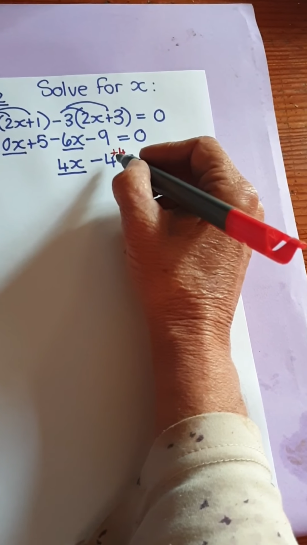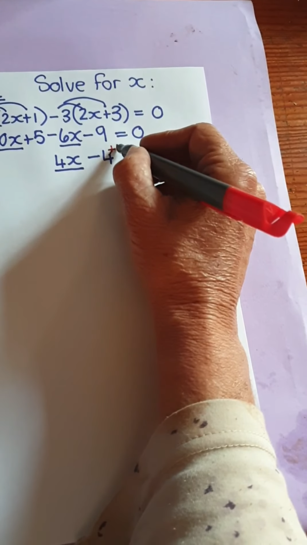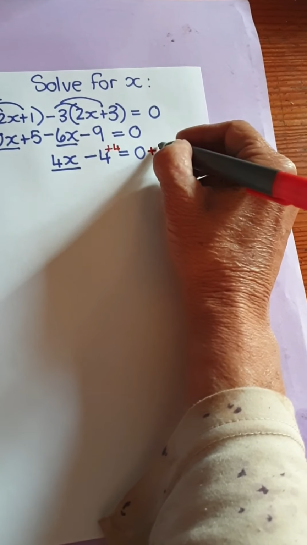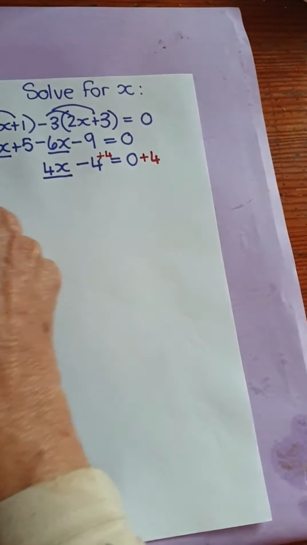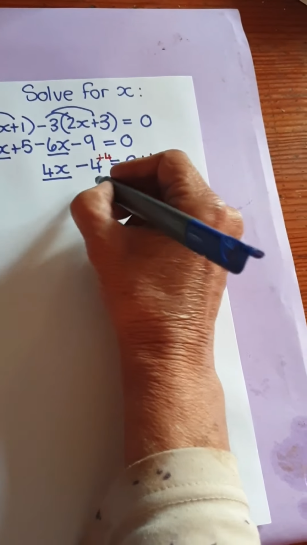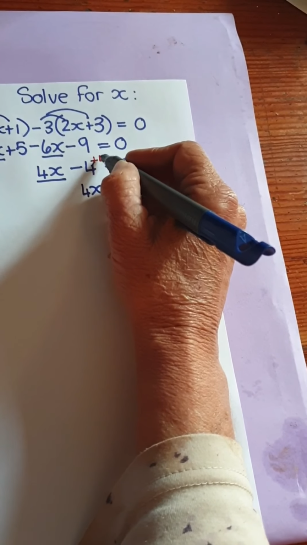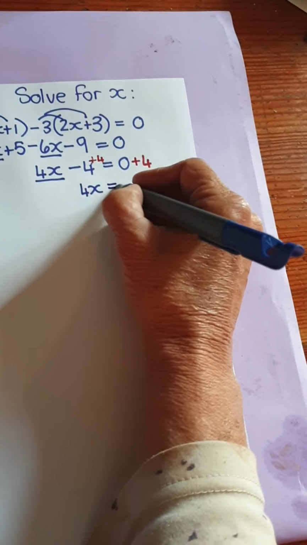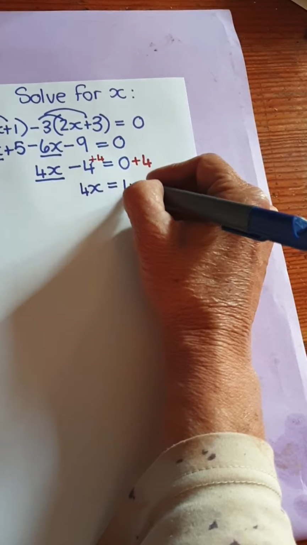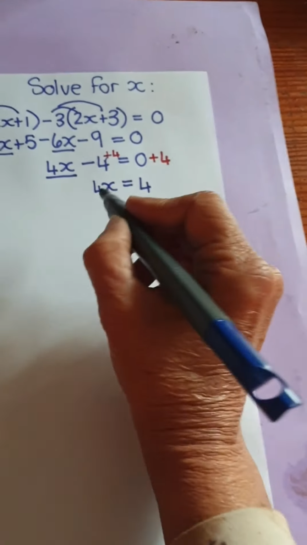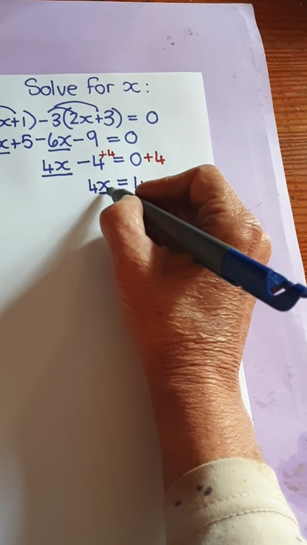But now remember, an equation must always stay balanced. So if I add 4 on the left-hand side, it means I must add 4 on the right-hand side. So now it's balanced. So on the left-hand side, I'll be left now with 4x because the negative 4 plus 4 gives me 0. And on the right-hand side, I'm now going to have 0 plus 4, which is just going to give me 4. I still haven't got the unknown, the x alone. I have 4 times x here.